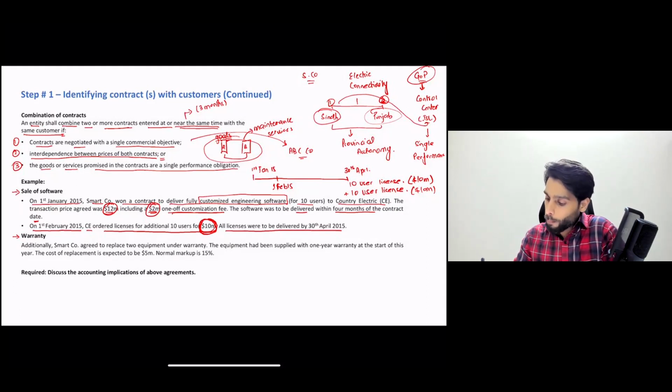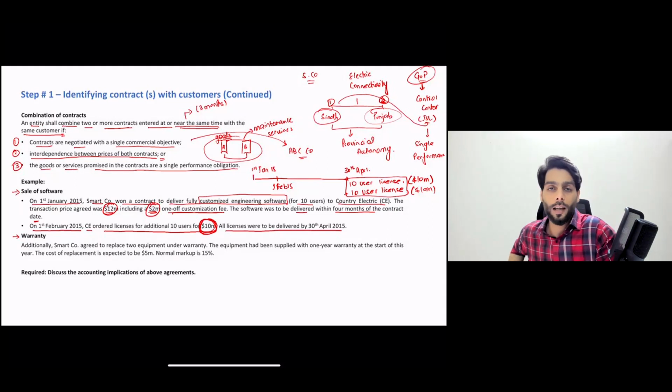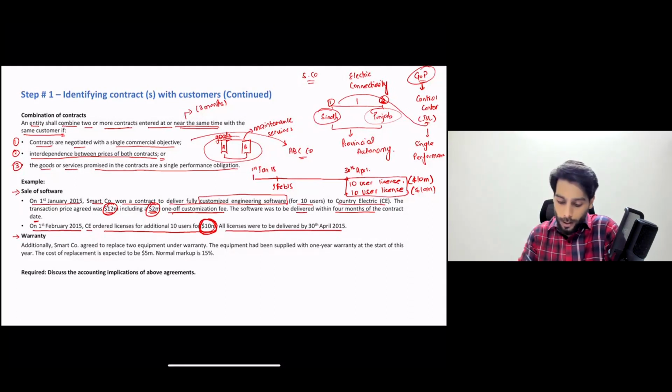And if we go further, do they offer a single performance obligation? Yes. Both the licenses have to be delivered on the same date. So there is a single performance obligation because they have to be delivered at the same time to the same customer with the same conditions. So there is a single performance obligation, definitely. So I would say combine these both contracts.